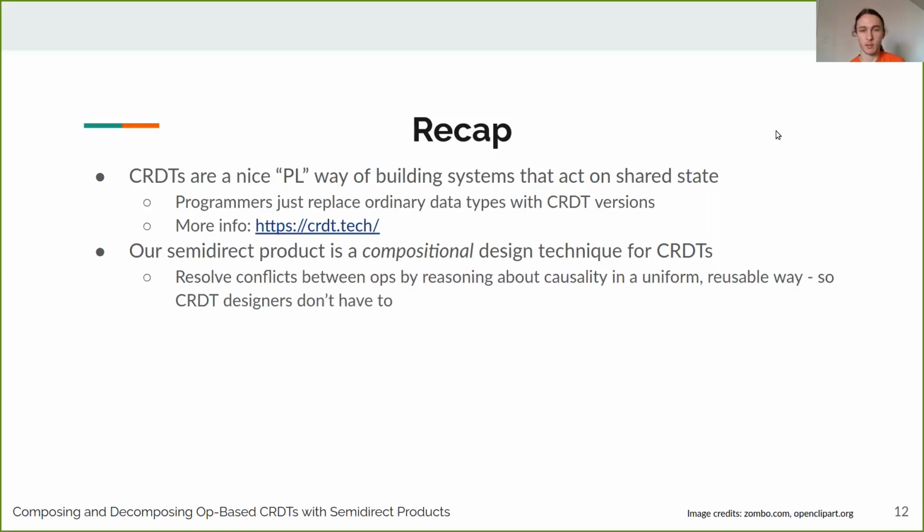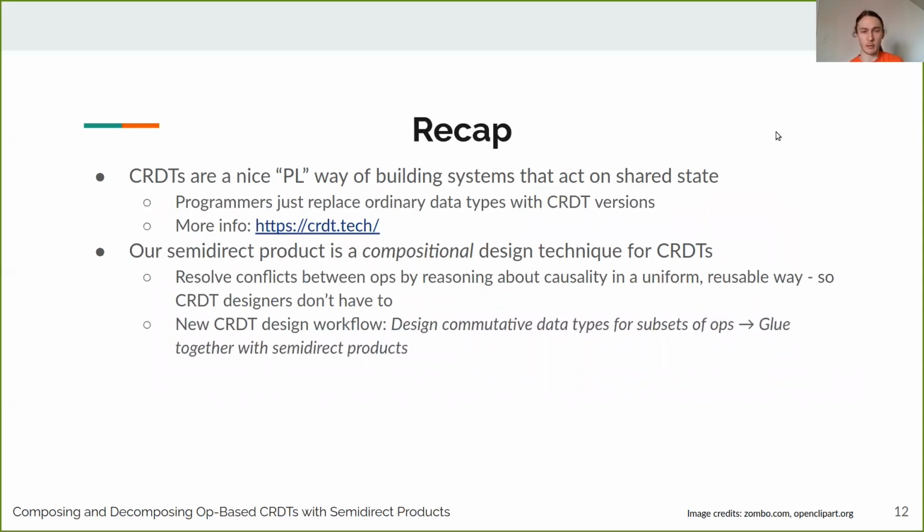It resolves conflicts between operations by reasoning about causality in a uniform way so that you don't have to. And it enables a new CRDT design workflow where you start with a data type that you want to replicate, you design commutative data types for subsets of operations, and then you glue these together with semidirect products.